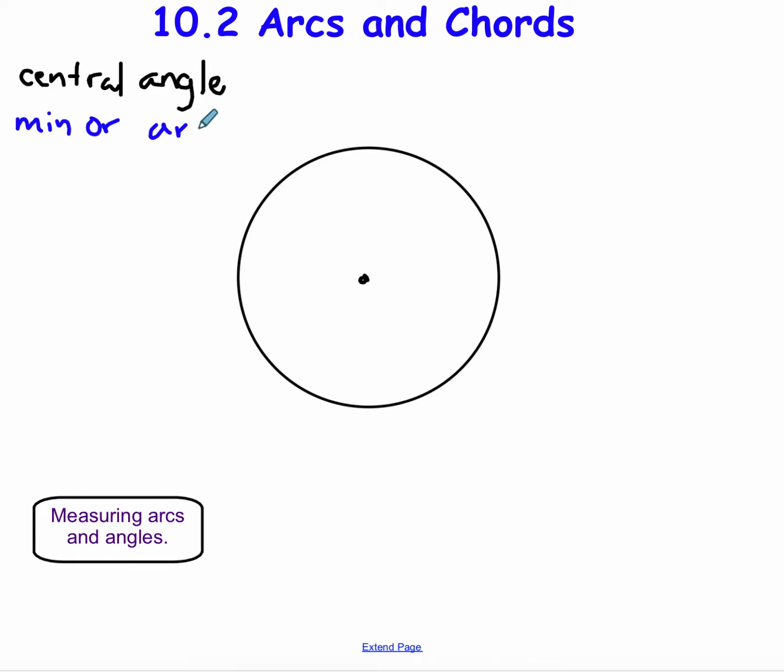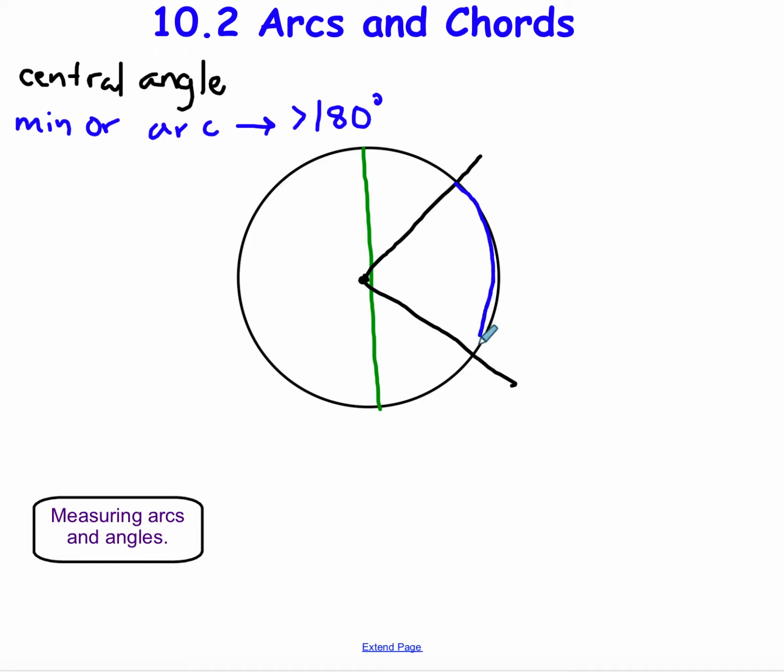Okay? And a minor arc is any arc that measures less than 180 degrees. So I'm going to draw it in blue on here. If I were to draw a diameter in green right here, this equals 180 degrees. So if I were to draw a central angle here that measures less than 180 degrees, then this arc, since our angle is less than 180 degrees, is what we would call a minor arc.